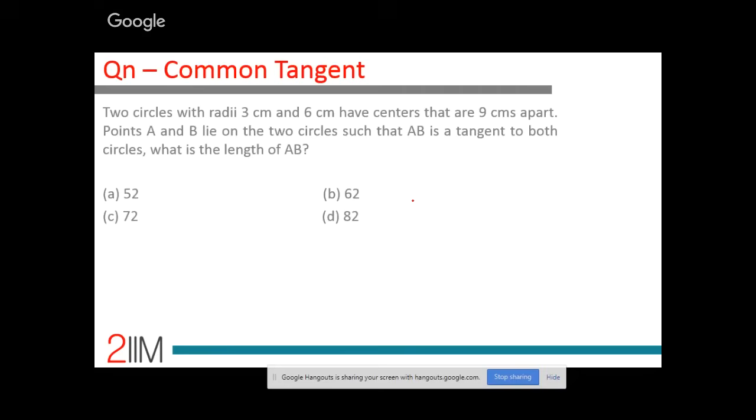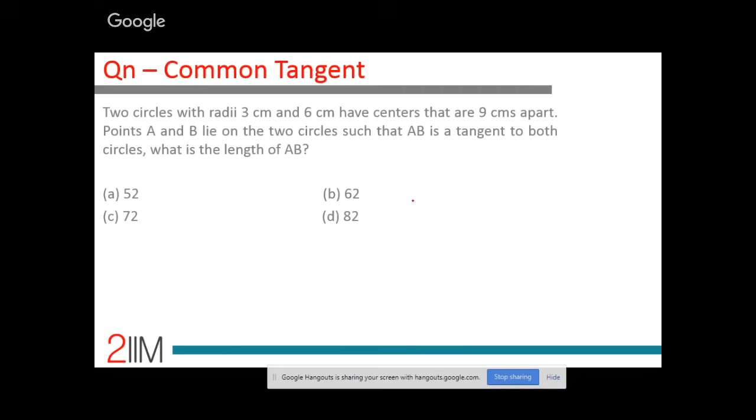Two circles with radii 3 centimeters and 6 centimeters have centers that are 9 centimeters apart. What does this mean? They touch each other externally. The same question could have been given as two circles with radii 3 centimeters and 6 centimeters have exactly how many tangents? 3 common tangents. So that is another way of saying they touch each other externally.